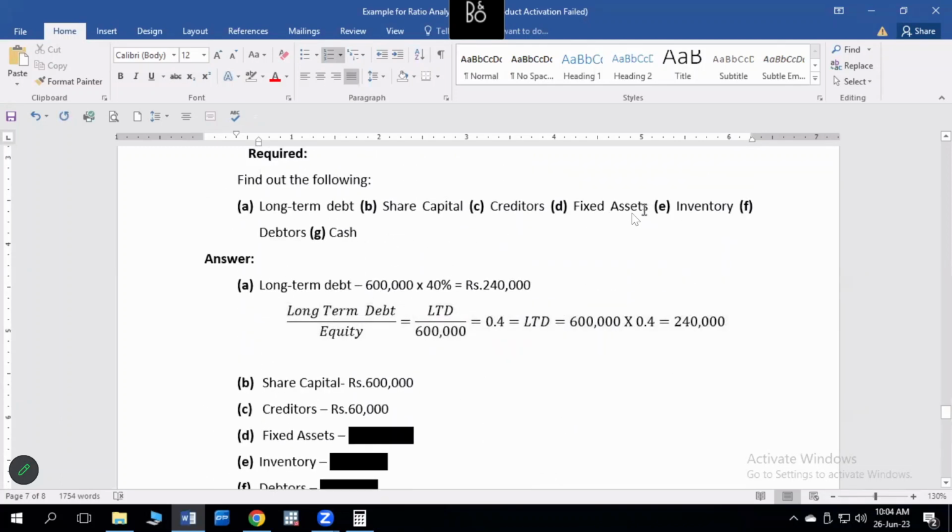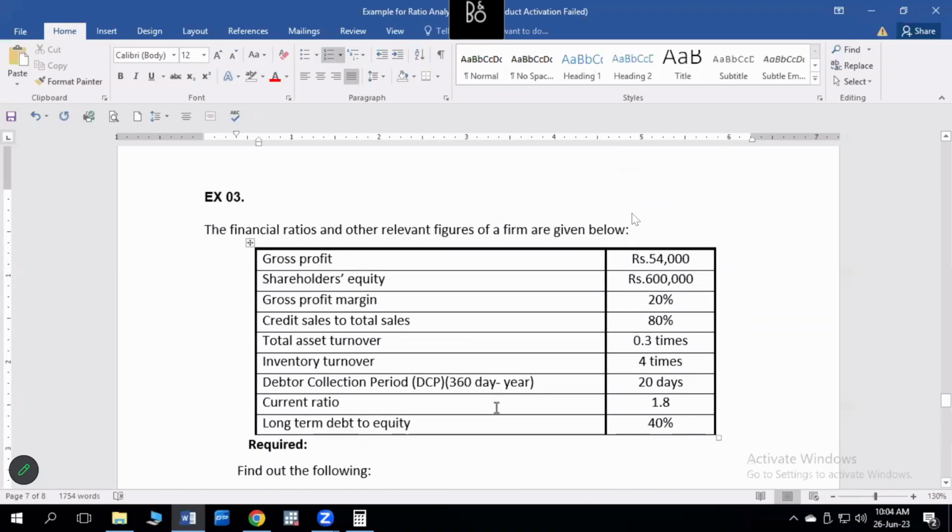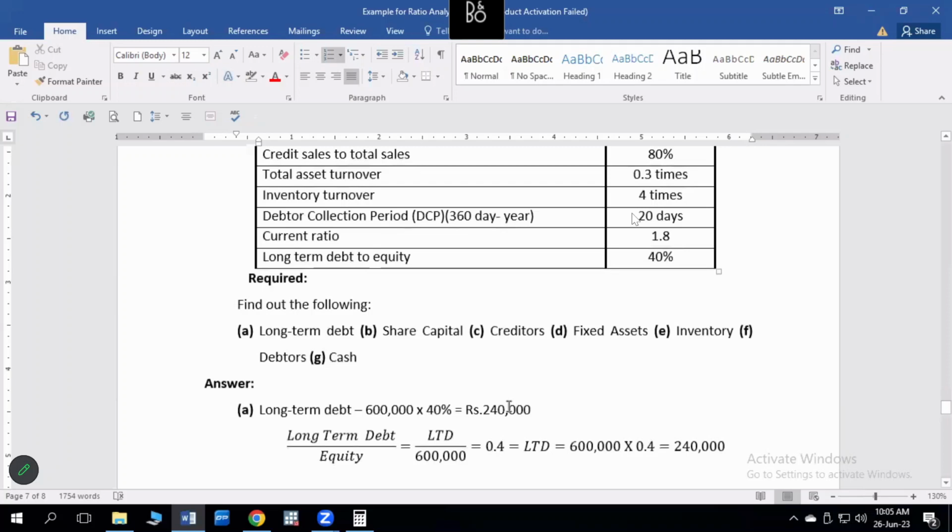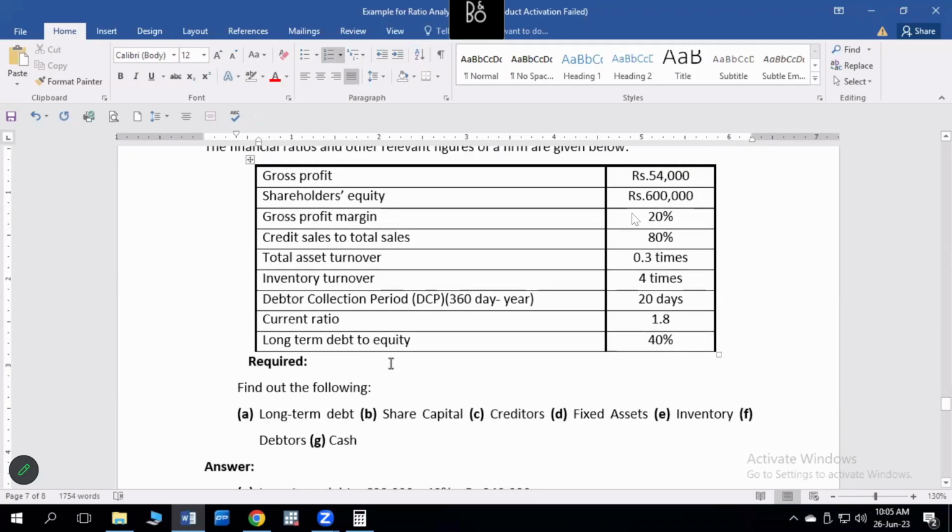Then fixed assets, non-current asset, to be calculated. So how can you do that? From that information, you know that total assets minus current assets would be equal to fixed assets. So you want to find out what the current assets are. How much current asset is there? Current liability you have found.